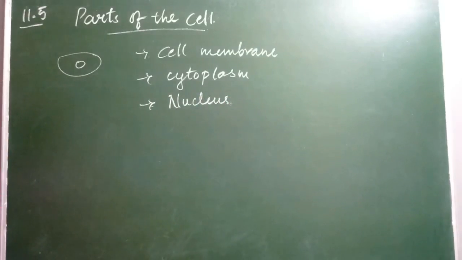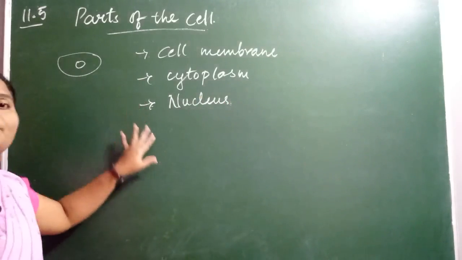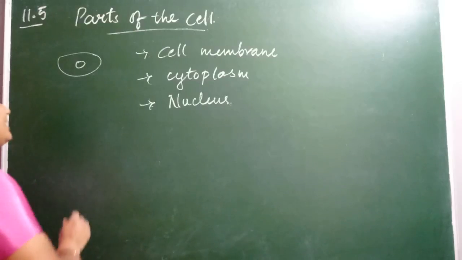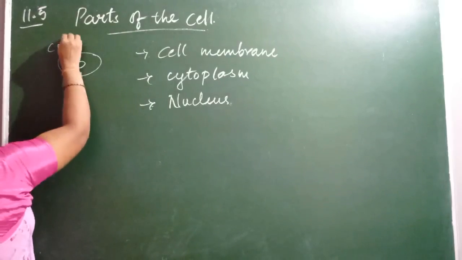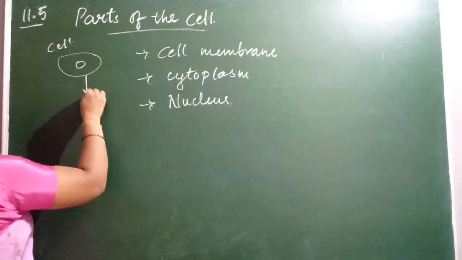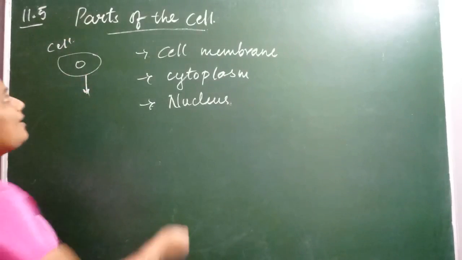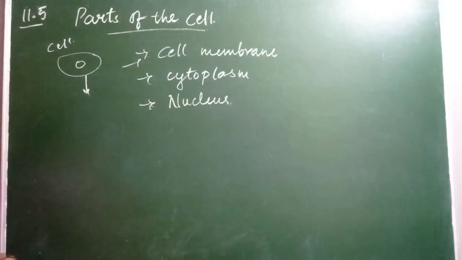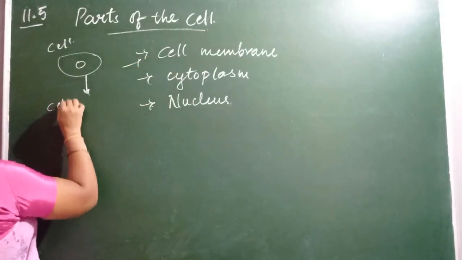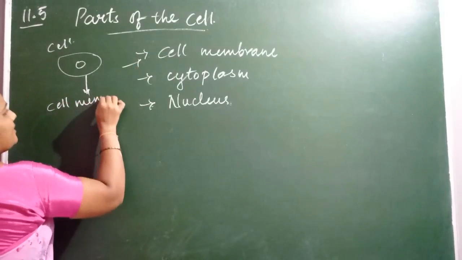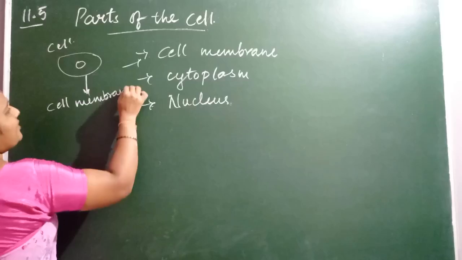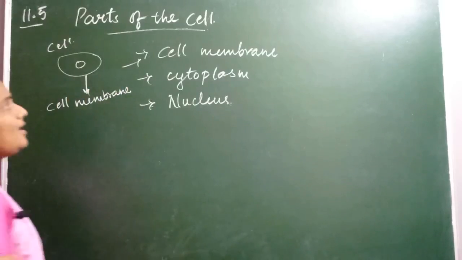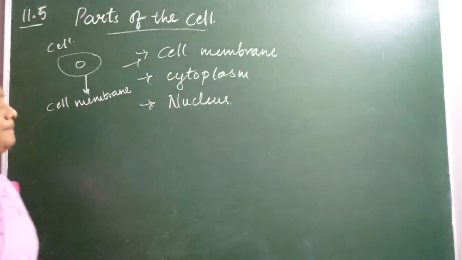Isn't it, children? These are what? Main things which are present in any cell. This is what? A cell structure. The outer covering of the cell is called what? Cell membrane. Isn't it, children? What is this? The outer layer of a cell is called cell membrane.